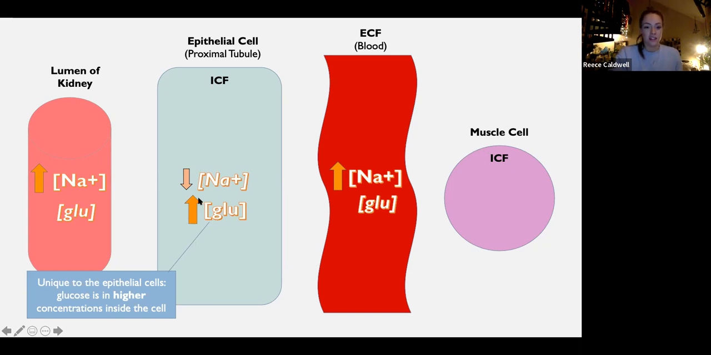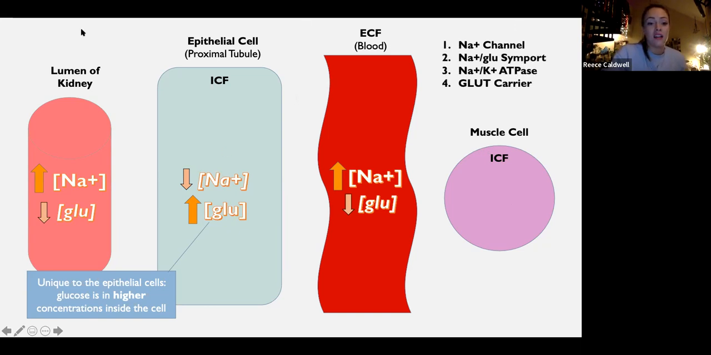If it's in higher concentration inside of the cell, that means it's going to be in lower concentrations outside of the cell. So now we have our concentration gradients drawn out, and now we're going to work through labeling the transporters to get our sodium and our glucose into our muscle cell, because again, we're looking at glucose moving into the renal proximal tubule cell and glucose moving into the muscle cell. And what we see is that glucose needs the assistance of sodium to do so.